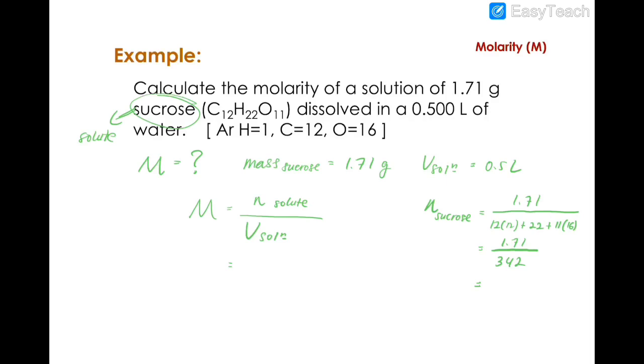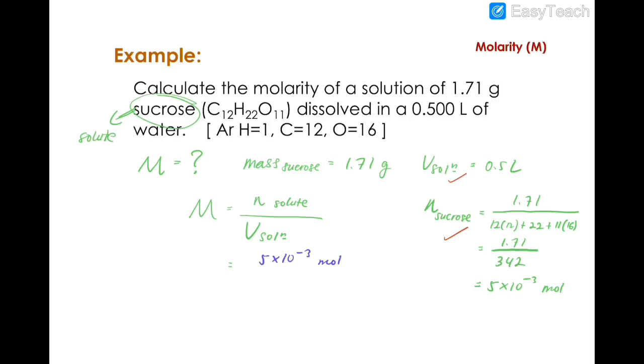So your mole is 1.71 divided by 342, you get 5 exponent negative 3 mole. Okay, so now you have the volume of solution. Kamu dah ada mole sucrose. So what you need to do now is to just substitute everything inside your formula, whereby your mole of solute is 5 exponent negative 3 mole.